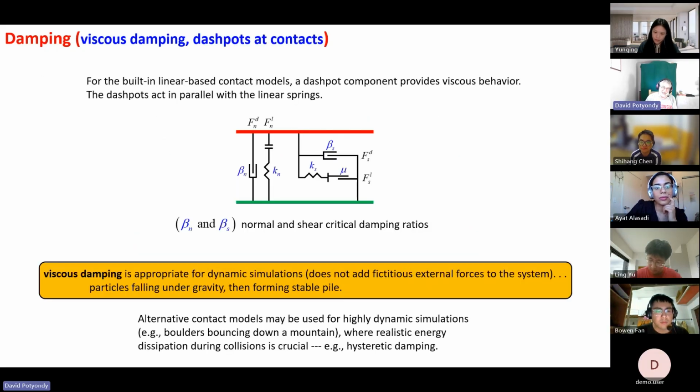There's also, for certain cases, dash pots. Remember our rheological system, surface 1, surface 2. Now we're going to add on these dash pots. And so there's a normal dash pot and there can be a separate shear dash pot. So there's two more parameters. Critical damping ratio.